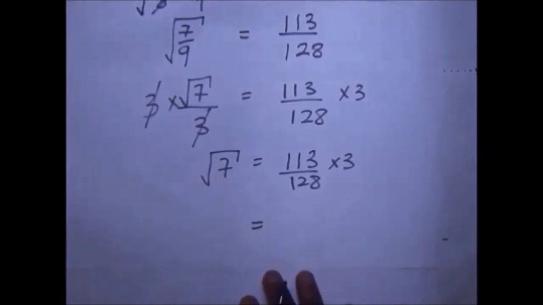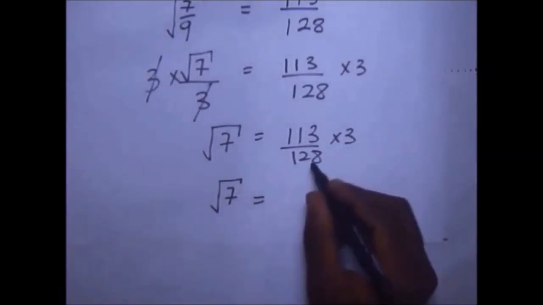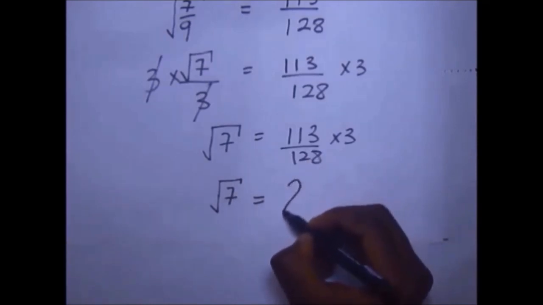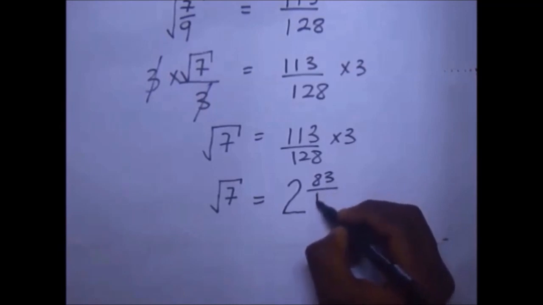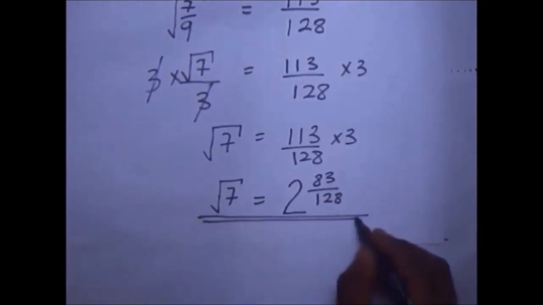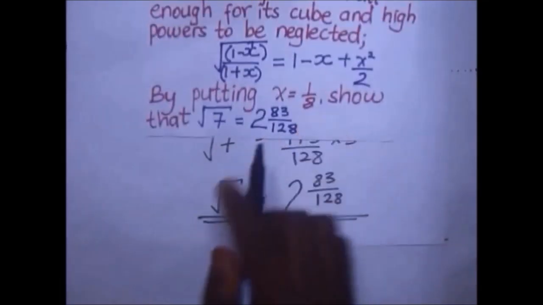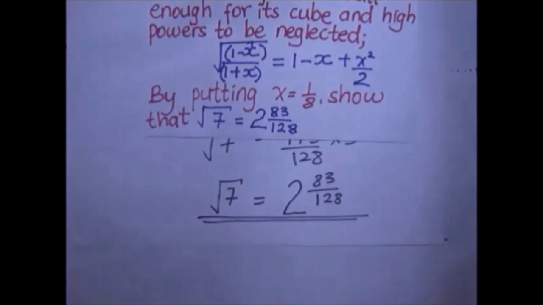And when we manipulate that, the square root of 7 is going to give us two whole numbers, 83/128, and two whole numbers, 23/128. We have just proven this. Root of 7 is equal to two whole numbers, 83/128. And that is the answer for that question.